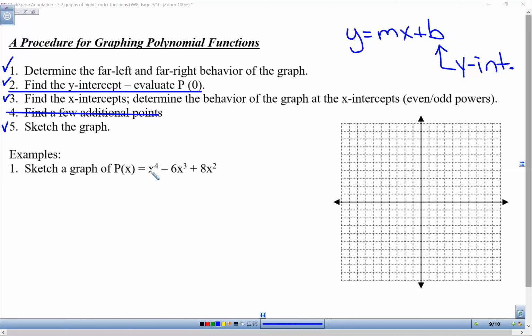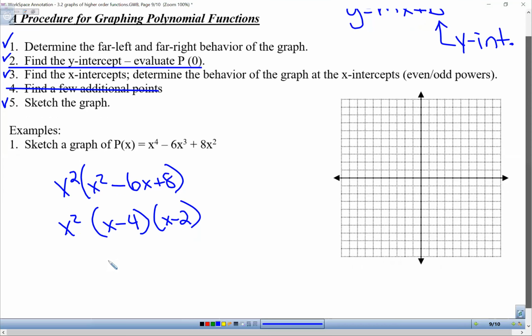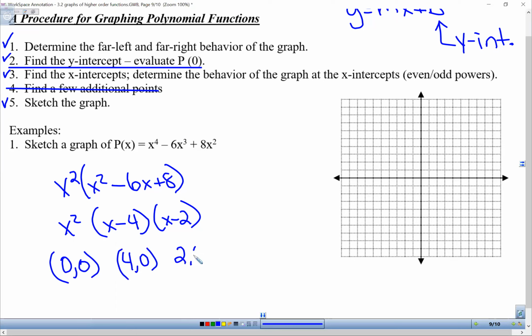So first we need to factor this. So I can take out an x squared. And the middle part of this factors into x minus 4 times x minus 2. So we get 0, 0 for our first intercept. We get 4, 0 for our second intercept, and 2, 0 for our third intercept.